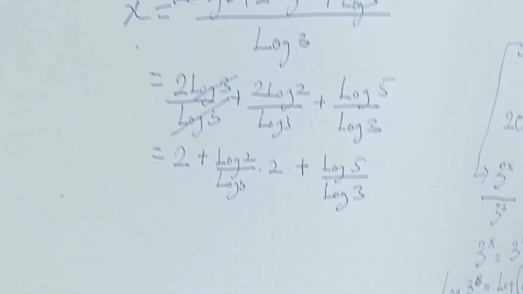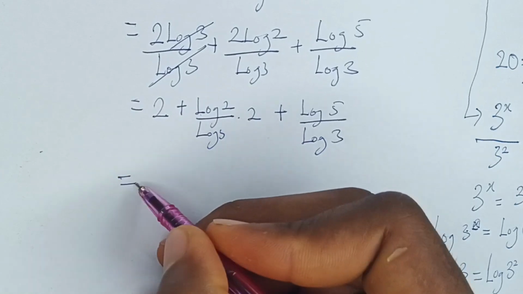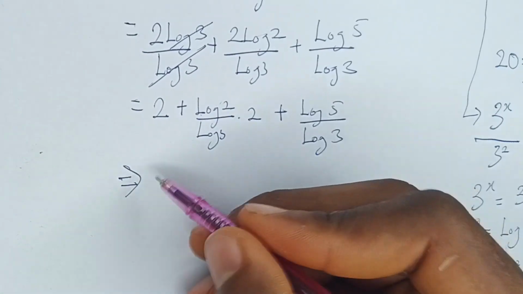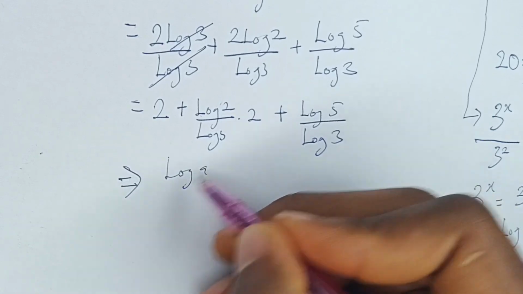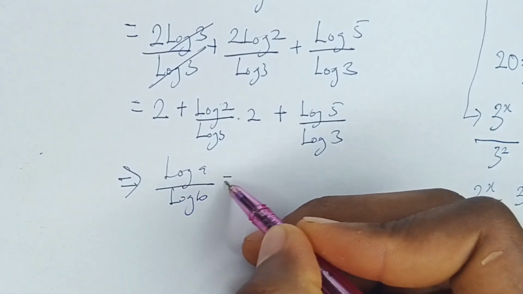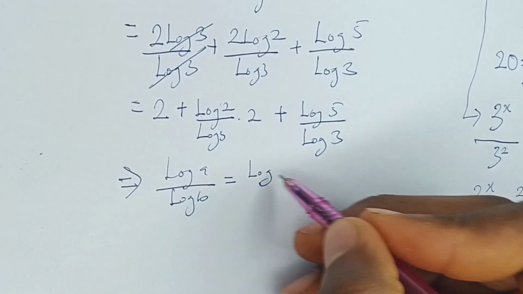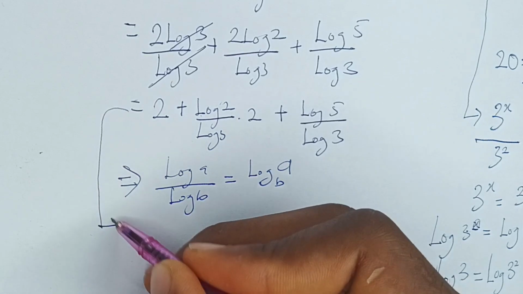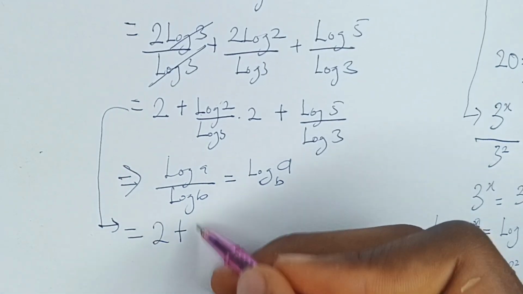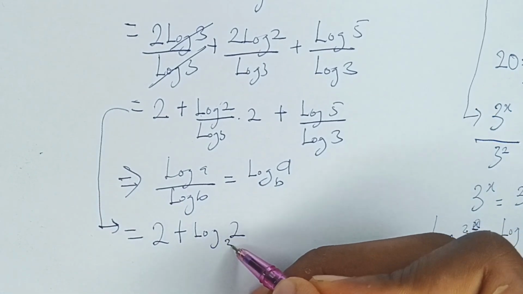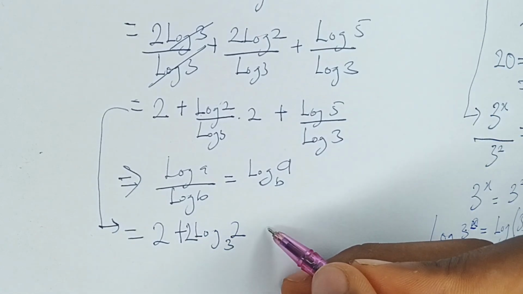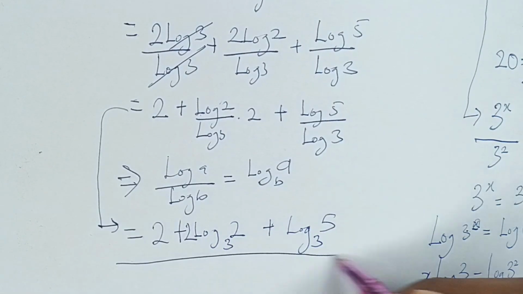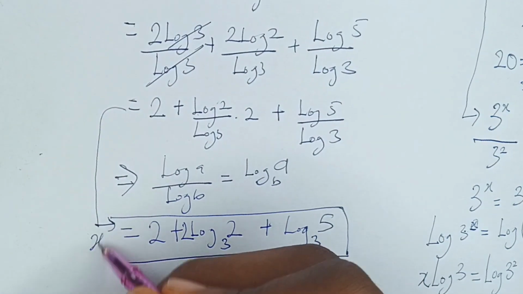Okay? Now when you have something like this, log 2 over log 3, we can simply say, let me just state a law. When we have log A over log B, it can become equal to log of A to base B. Alright? So from here, this becomes equal to 2 plus log of 2 in base 3 times 2, plus log of 5 in base 3. And this will become the final answer for x in this question.